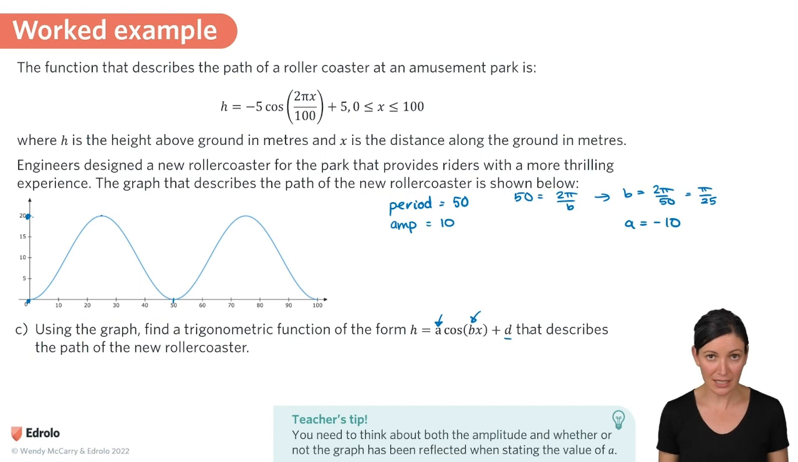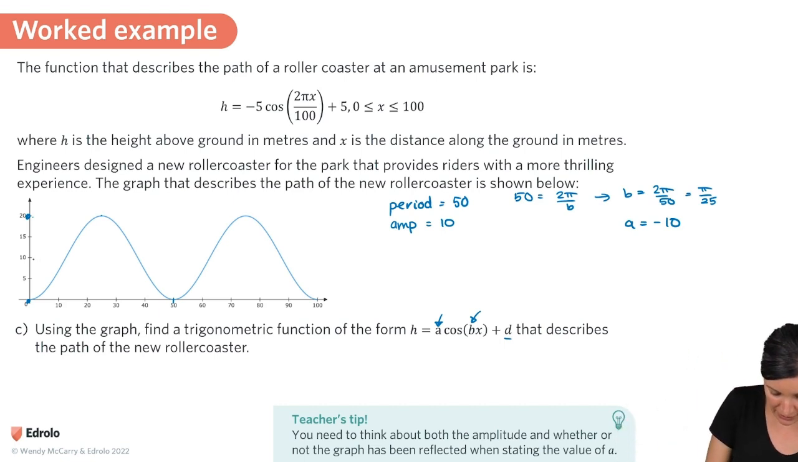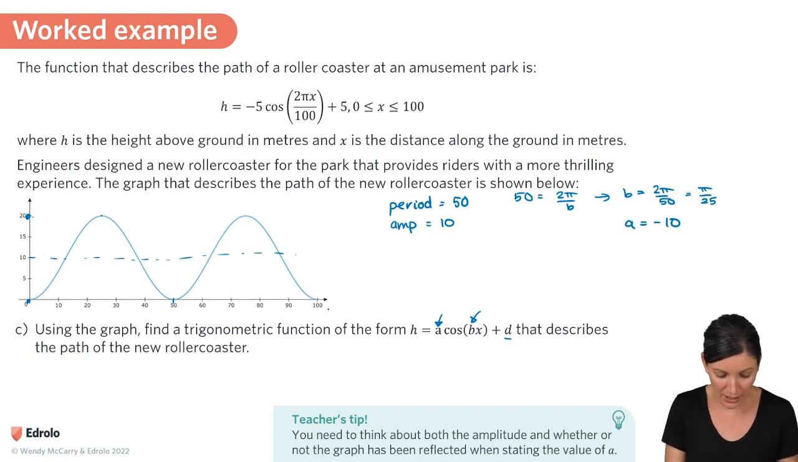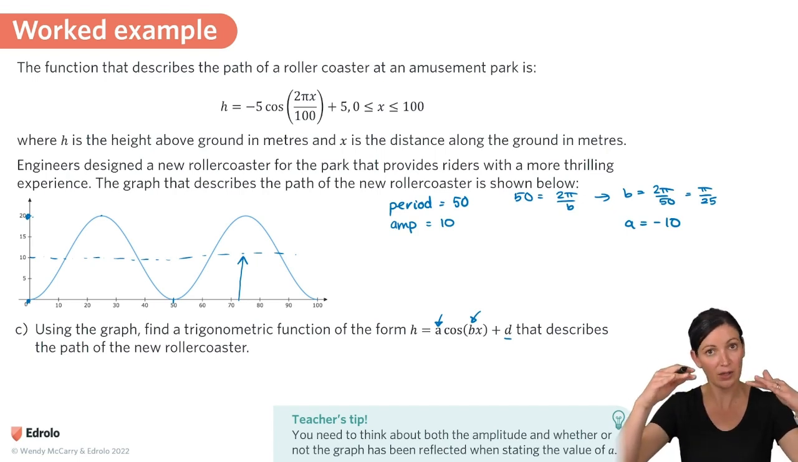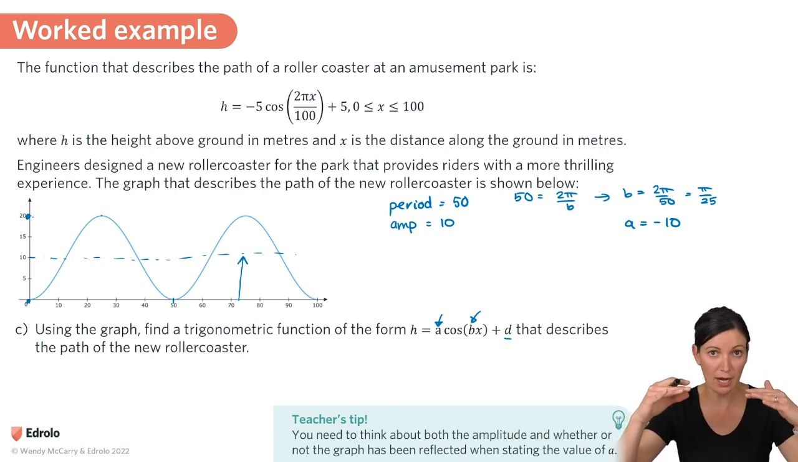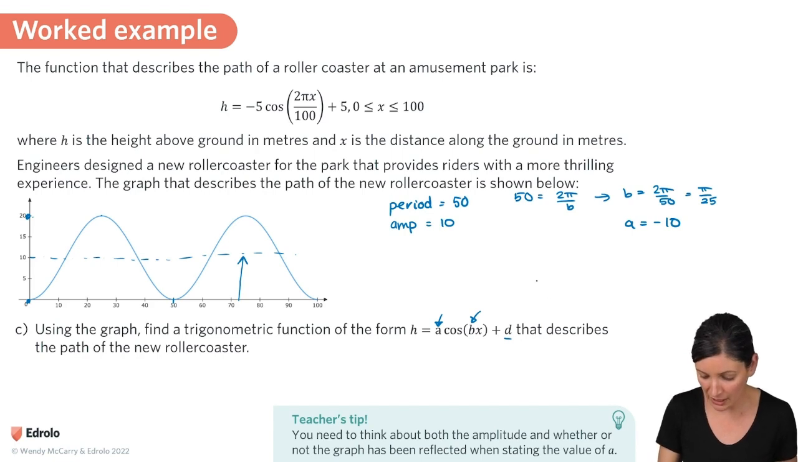What's happening with d here? That's the other variable that we need to work out. Now, d is my translation, either up or down, okay? Normally, the center line of a circular function, of sine or cos, is around the x-axis, but you can see now that that's been shifted up by 10. So this graph has been translated vertically, in the positive direction of the y-axis, by 10 units, which gives me a d value of 10.